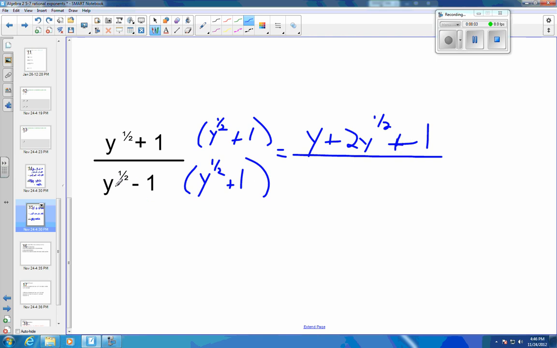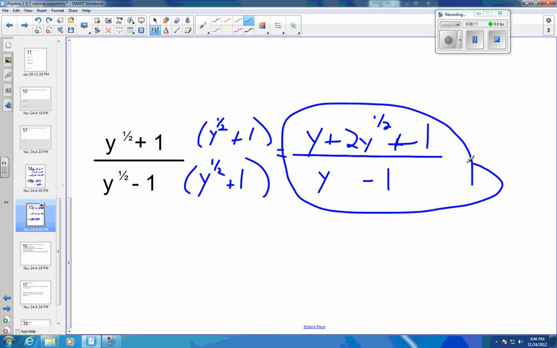And the bottom, I square my first one, which is just y. I square my last one, which is a minus 1, and the middle terms have dropped out. So there is my final answer when I multiply by my conjugate. And I did the quick step with getting rid of my middle terms faster.